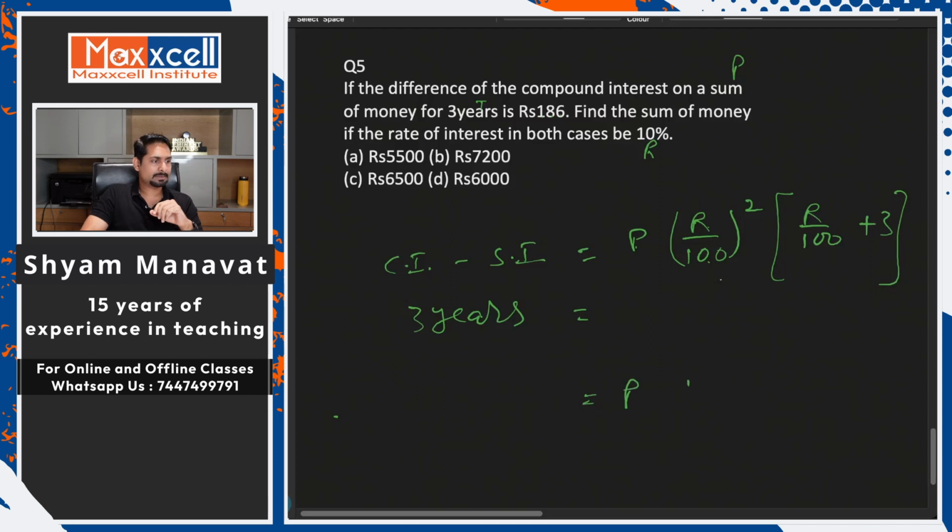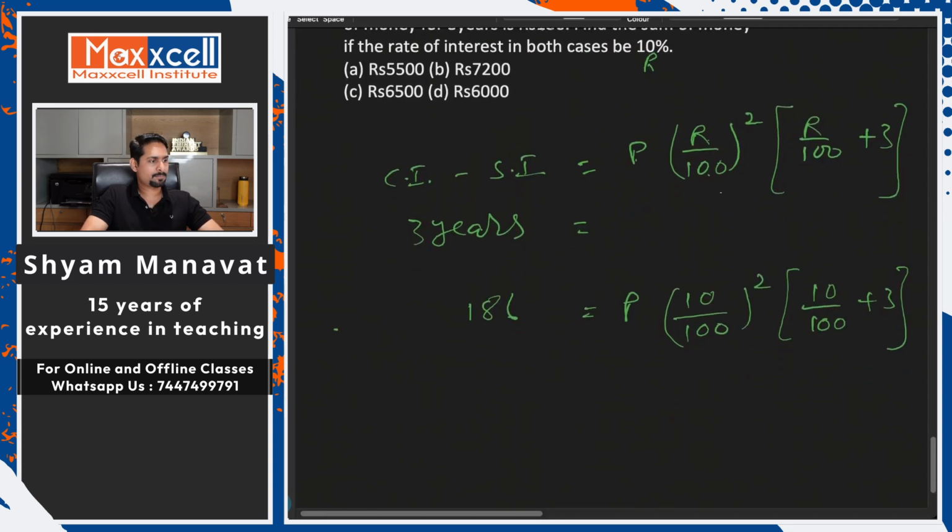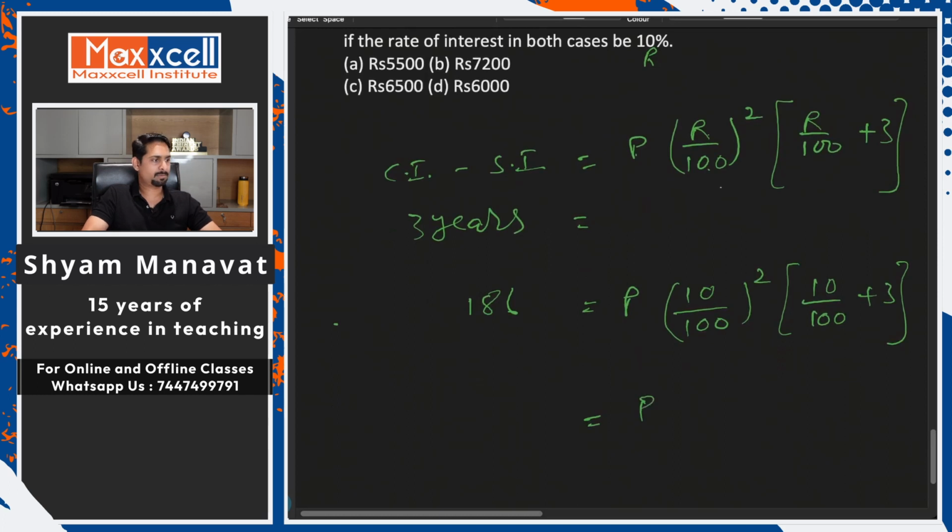Rate of interest 10%, 10%, 3. Difference 186. Principal, simplify this, 186, and here I have 1 by 10 square is 1 by 100. Here 1 by 10, and if I simplify 1 upon 10 plus 3, that will get me 31 by 10.